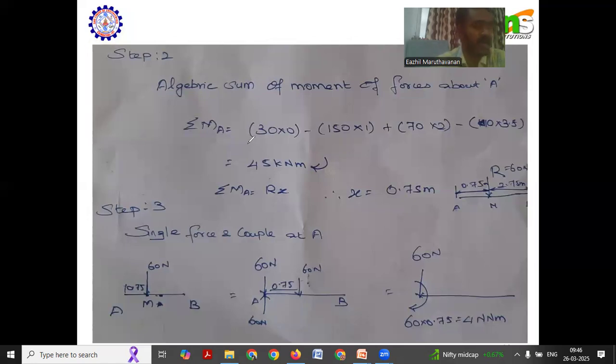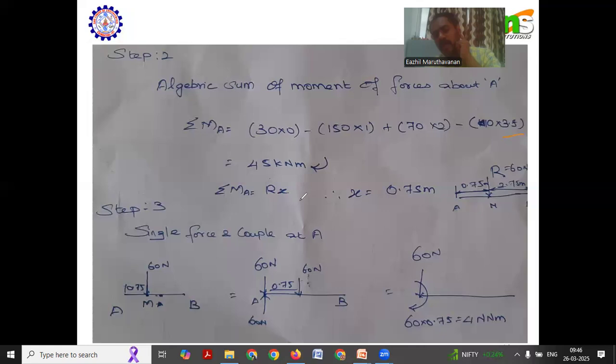For F1 d1, the starting point is the origin, so it will be 0. Now for the 150 Newton, it rotates in the clockwise direction, so we use a minus sign: 150 into 1. The distance for the 70 Newton force is 2 meters, and it is in the anti-clockwise direction: 70 into 2. Then for the last force, F4, 110, it has to be rotated in the clockwise direction to reach point A. So 110 into the perpendicular distance of 3.5. Now the summation of moments about point A is 45 kilonewton meter in the clockwise direction.